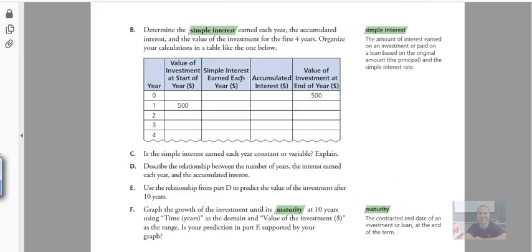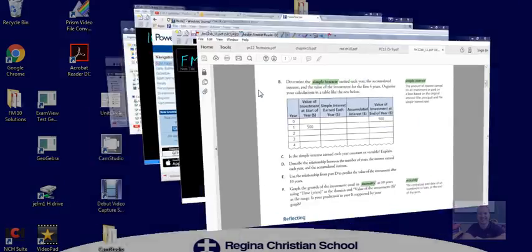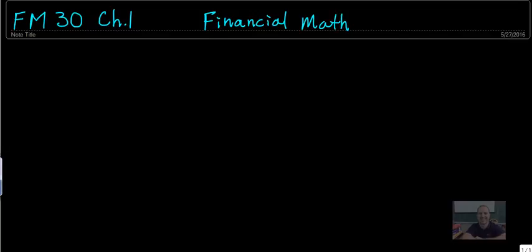they have a little chart here, and they talk about simple interest. We talked about that already as well. It is the amount of interest earned on the investment or on the loan based on the principal. So it's a percentage of the principal. And here we're going to pop back to the notes, and I'm going to write something down.